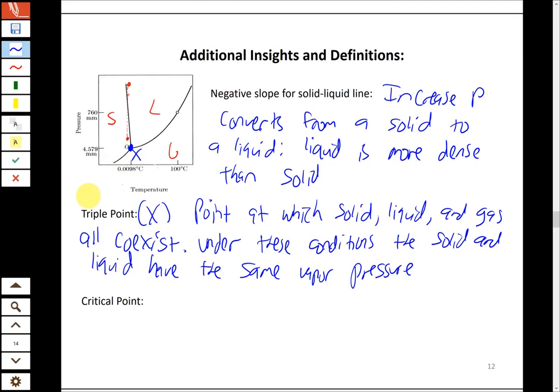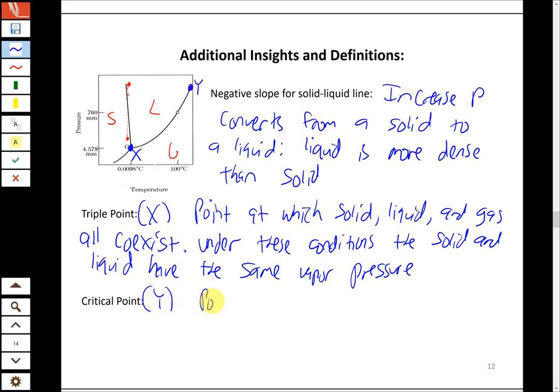The other point that we have in this diagram is this: we'll notice that the liquid gas line, at some point, just ends. And that's not because when we make these diagrams we just get tired of drawing that line and stop. There's actually a reason for that. The end of this liquid gas line here, which I'll label with a Y to keep it clear, is called the critical point.